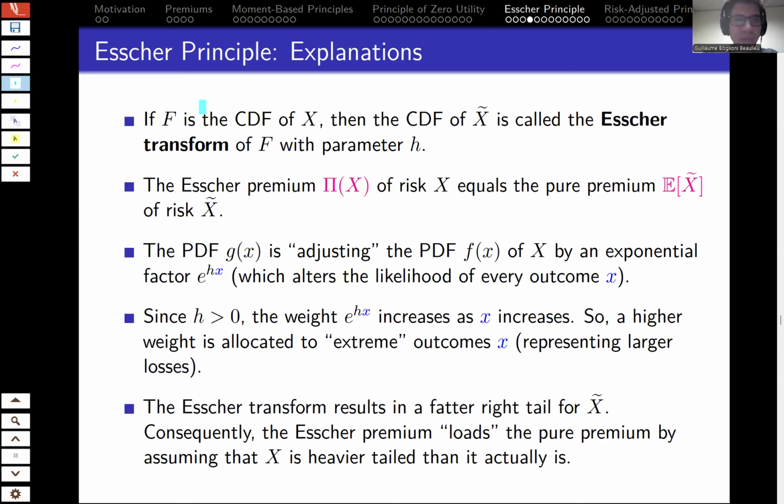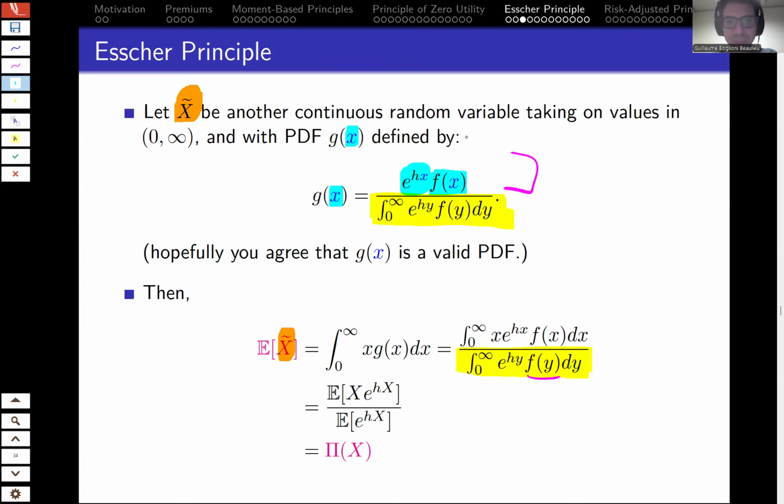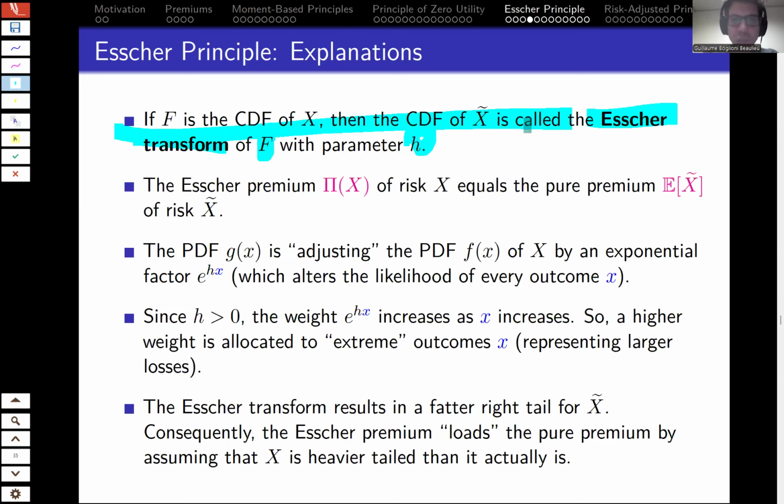First, here, there's a little bit of terminology. If f is the CDF of x, then the CDF of this x tilde is called the Esscher transform of f with parameter h. Because again, h matters a lot here, I mean the numerical value that h takes. We're going to explain that in a second, but for now, just view h as a constant. But if h is 0.001, it's quite different than if h is 0.1, and it's different than if h is 1, etc. Okay, this bit is just terminology.